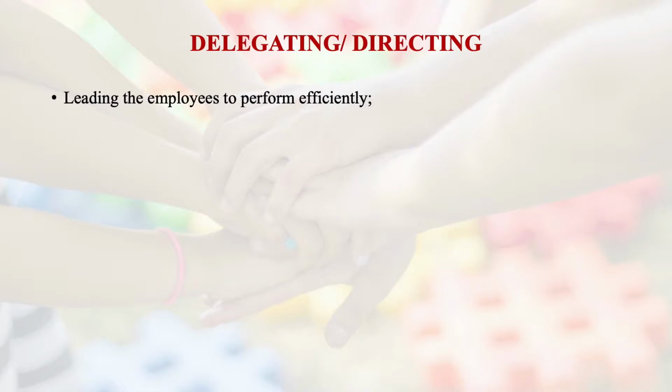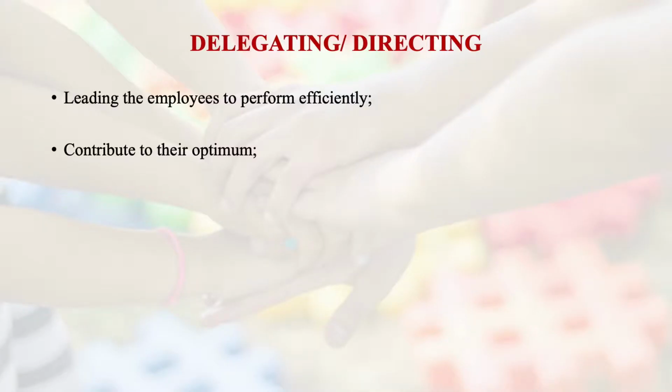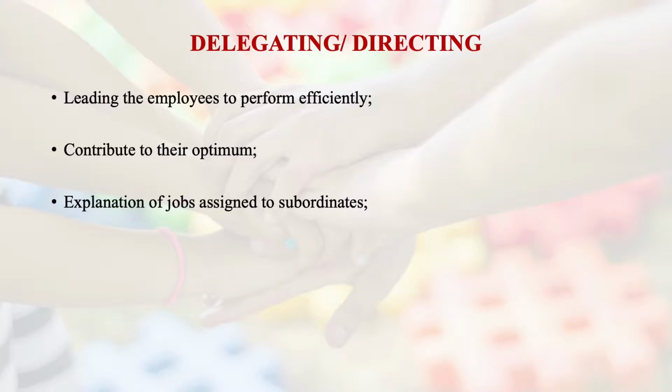In delegating and directing, we consider leading the employees to perform efficiently and effectively to achieve certain predetermined objectives, and motivating the employees to contribute to their optimum level and give the best of their own capacity. The explanation of jobs assigned to subordinates is a very important aspect, because a leader needs to explain what kind of job has to be performed by an individual in the organization, in that particular functional area or in that division.